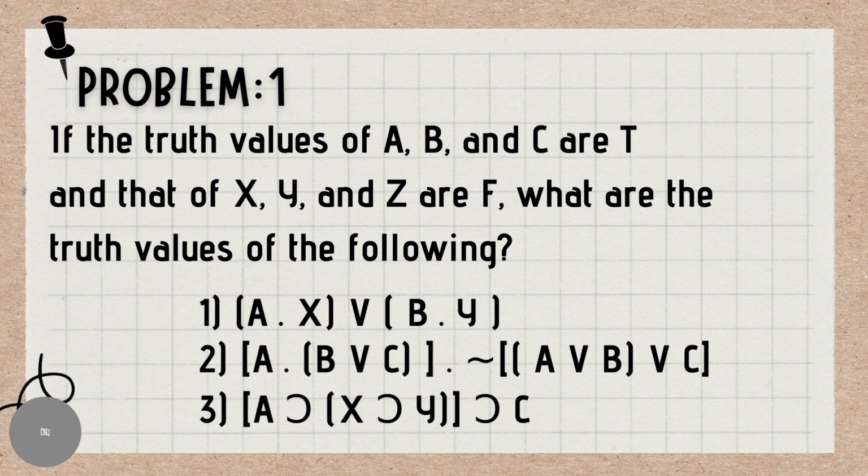So, the first problem which we have is: if the truth values of A, B, and C are true, and that of X, Y, and Z are false, what are the truth values of the following? Number 1, A conjunction X, disjunction B conjunction Y. Let's solve the first one.